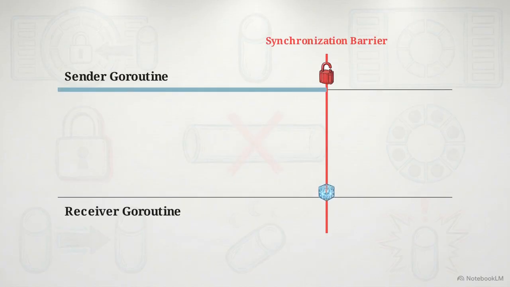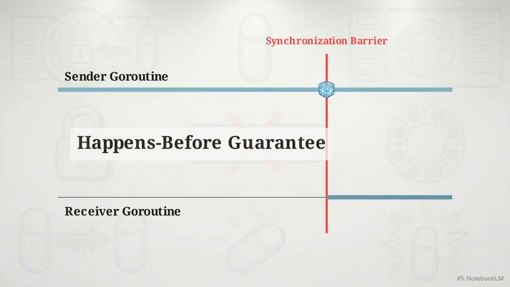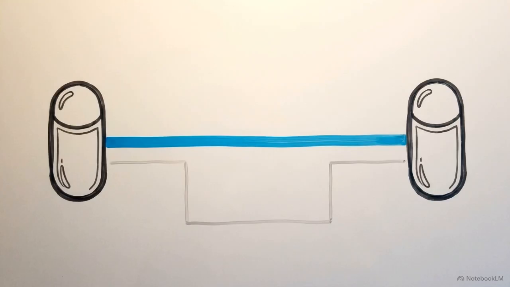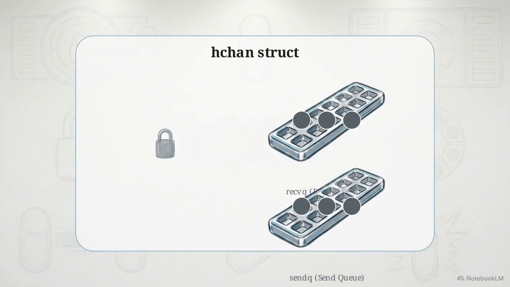Because the sender cannot return until the copy is complete, the receiver is guaranteed to see the data exactly as it was sent, without needing additional atomic fences. By skipping the intermediate step of the buffer, the unbuffered rendezvous becomes a highly efficient way to transfer ownership of data. Closing a channel triggers a broadcast.